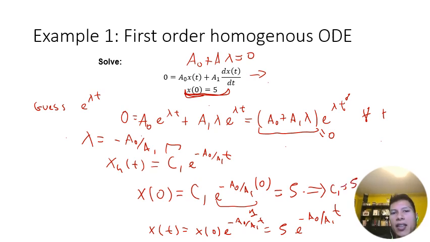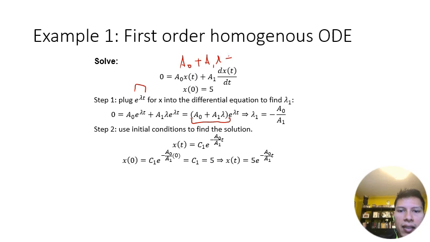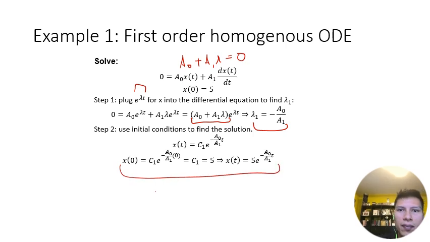Okay, so that's how you're going to solve differential equations. In the next slide, I do it a little bit more cleanly. Like I said, we can plug in e to the lambda t into our equation, and that's going to lead us to our characteristic equation, which is a0 plus a1 lambda equals 0. That allows us to solve for the roots of this equation, which are the values of lambda. And in this case, we got this root, and then we used our initial conditions to find the solution.